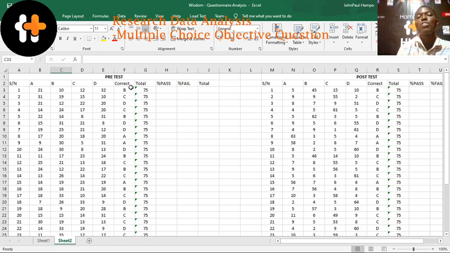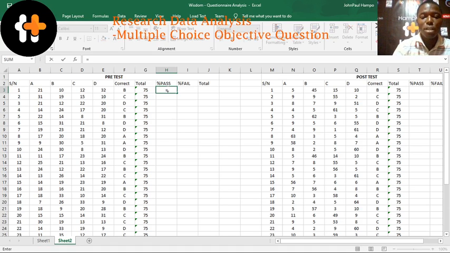So on each of the questions, we gave out the correct answer. And the number of people that answered, whether A or B or C, is indicated in the pretest as well as the post test. Now, I want to see the percentage of those that pass in this question. In question number one, what is the percentage of the students that pass?